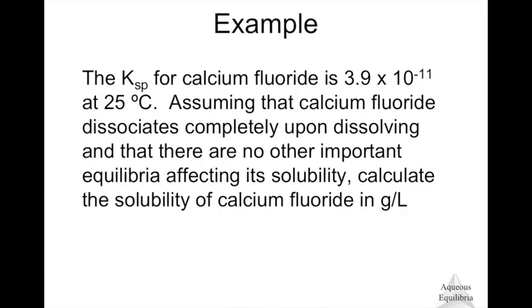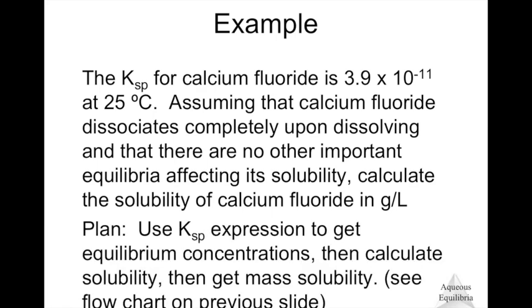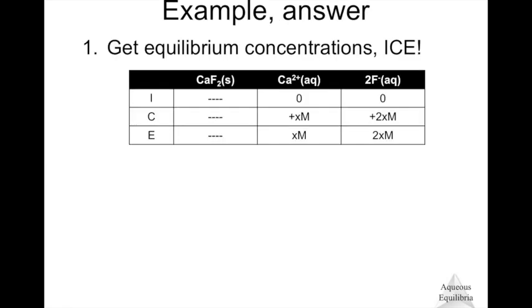So let's try an example of this. The Ksp for calcium fluoride is 3.9 times 10 to the minus 11 at 25 degrees C. Assuming that it dissociates completely and nothing else is really going on, what is the solubility of calcium fluoride in grams per liter? That's the little bit harder one to calculate. So how do we do this? You can use that Ksp expression to get the equilibrium concentrations, and then we can calculate the solubility, and from there we can get mass solubility, just like we saw in that chart over there.